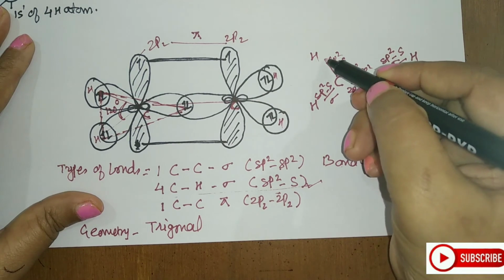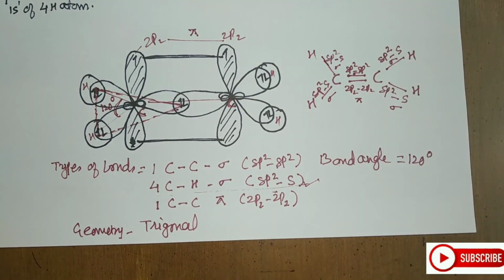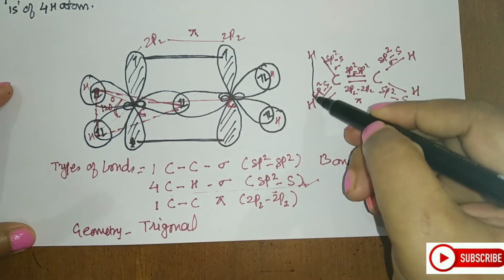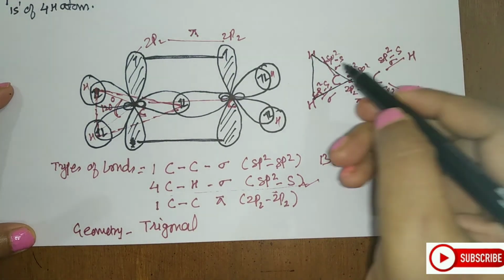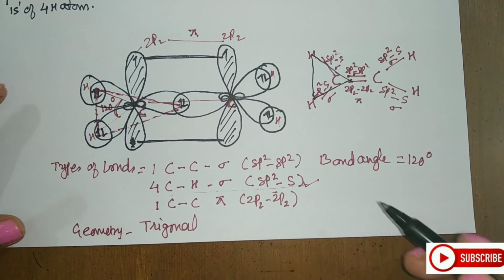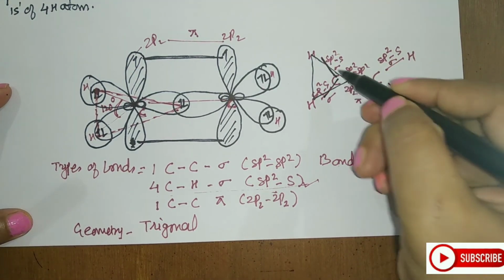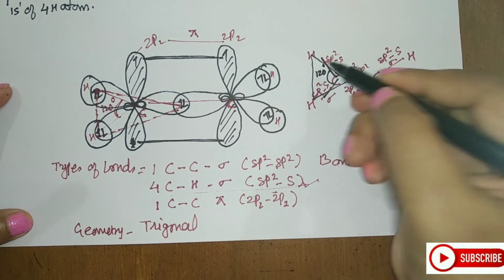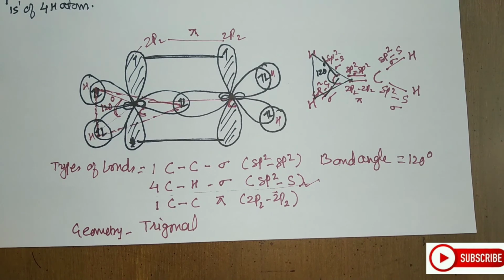Now, if I want to see the geometry here, what we will consider is in this way. So this is the geometry you have, that is trigonal, and the bond angle here, H-C-H, is 120 degrees. I hope you have understood the type of hybridization and the geometry and the various other things that are important.